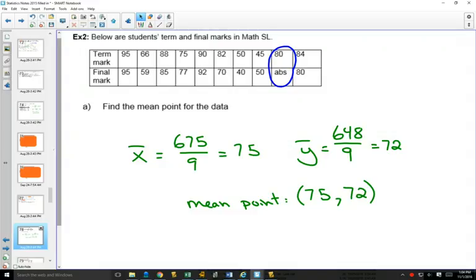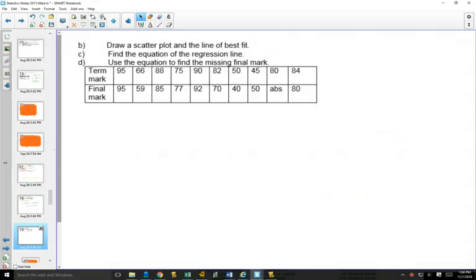So for next class, you can start it right now if you want. Draw a scatter plot for this data. Plot your mean point. Draw a line of best fit and find the equation of that line. And then we're going to compare everybody's equations. So come prepared with your equation.